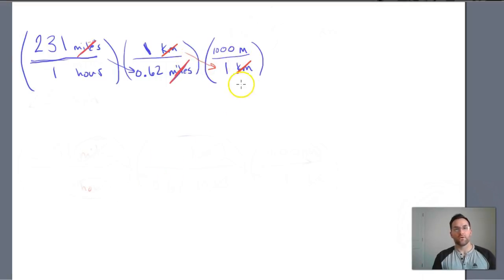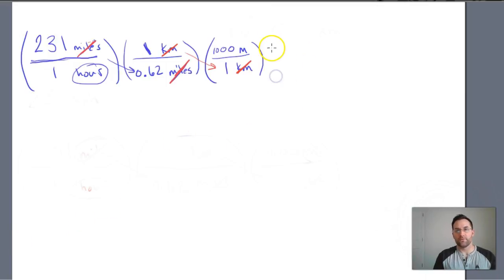So now we've got to the point where we're at meters, which is what we were after. Now we need to look at getting to seconds. We're still under the hour unit of time measurement, and we want to get to the second unit of time measurement.